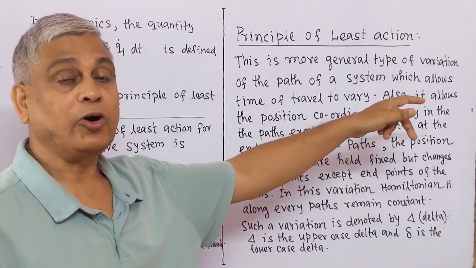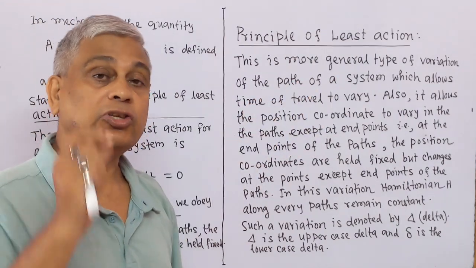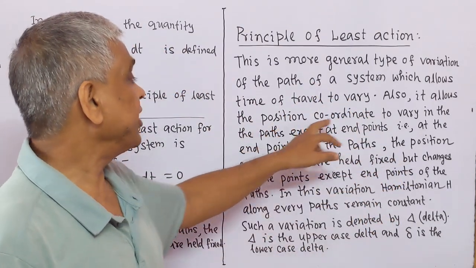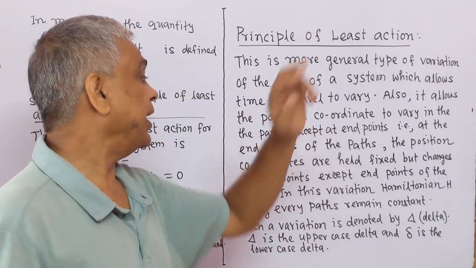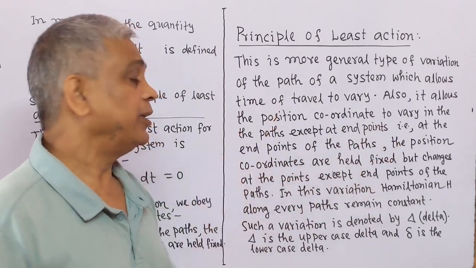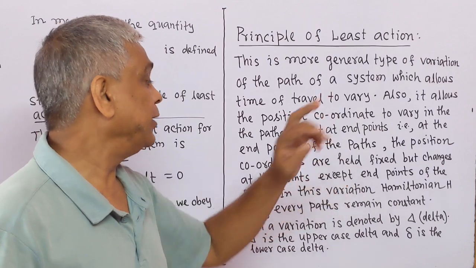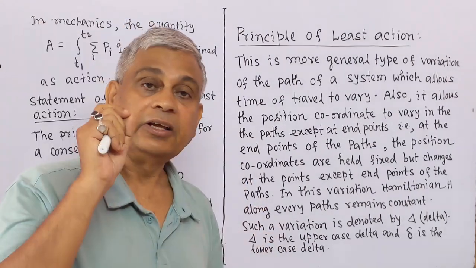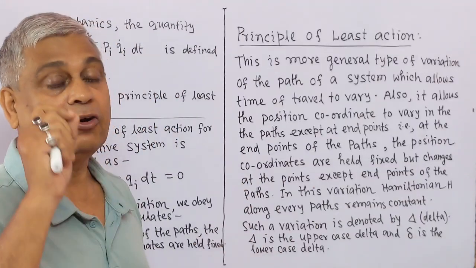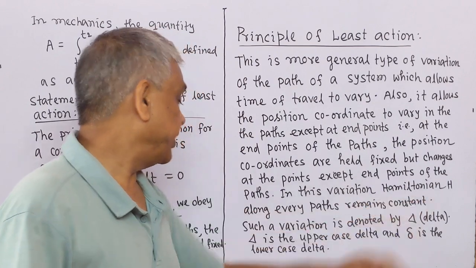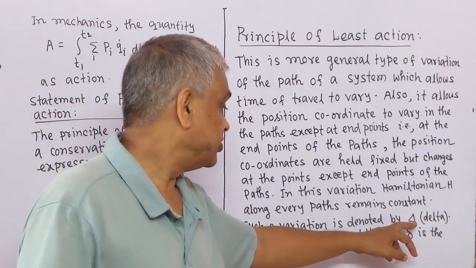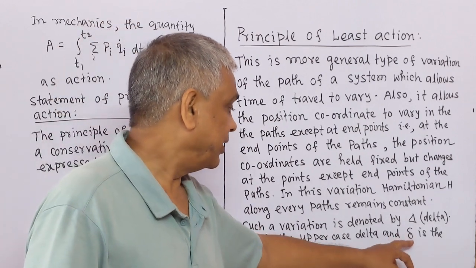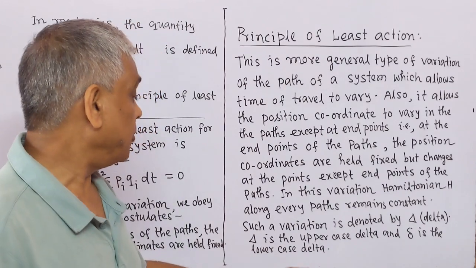This is a more general type of variation of the path of a system, which allows the time of travel to vary. Also, it allows the position coordinates to vary in the paths except at endpoints. That is, at the endpoints of the path, the position coordinates are held fixed, but change at the points other than the endpoints of the paths. In this variation, the Hamiltonian H along every path remains constant. Such a variation is denoted by delta, the triangular delta, which is uppercase delta, and this del is the lowercase delta.